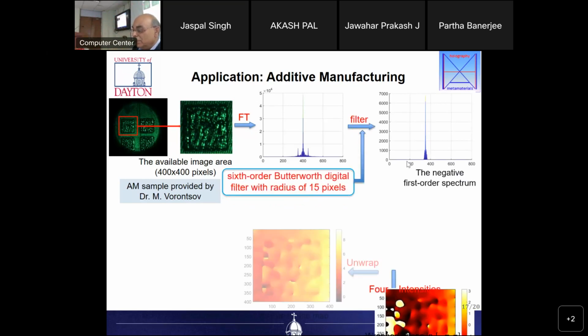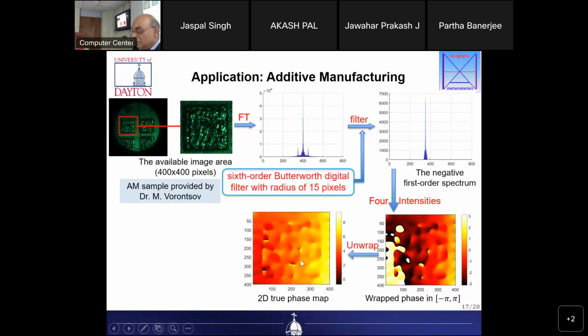And as it turned out, this is the typical 2D phase map of the surface. The phase corresponds to the height. And we checked that these correspond really to the expected roughness you would get. Because what you do in this metallic additive manufacturing is you take small beads, a whole bed of beads, and then you melt them with a laser beam. So you go line by line. You melt them, and when you melt them, they freeze, and they form the surface layer by layer.